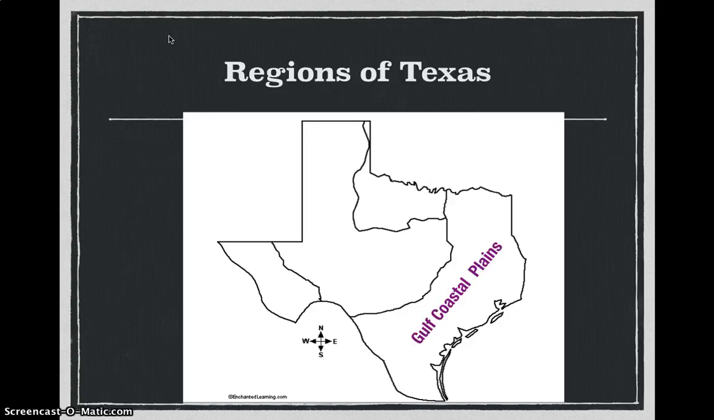So the first region we're going to look at is obviously one of the biggest regions. I think it is the biggest. I can't remember if it's the Great Plains or the Gulf Coastal Plains that's the biggest. I really think the Gulf Coastal Plains has the most amount of land in it. Anyway, the Gulf Coastal Plains is the first natural region we're actually going to look at. So this would be the Gulf Coastal Plains.